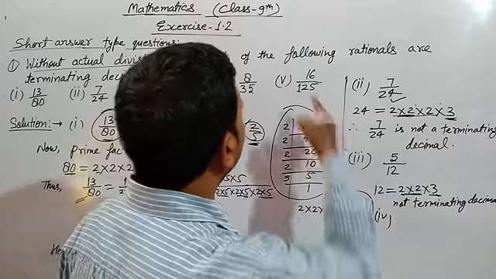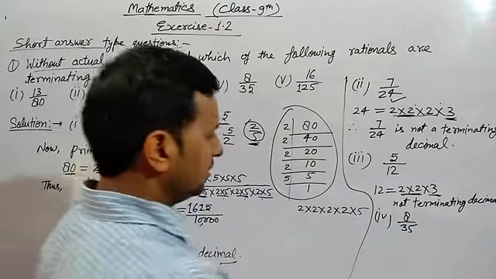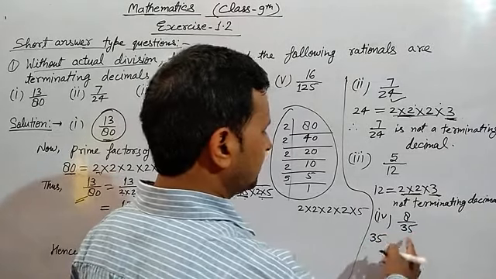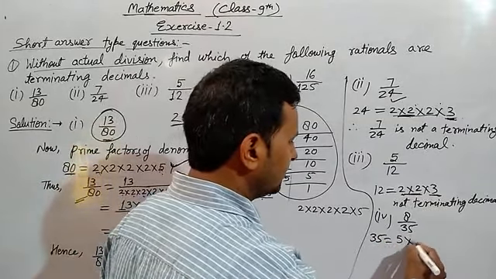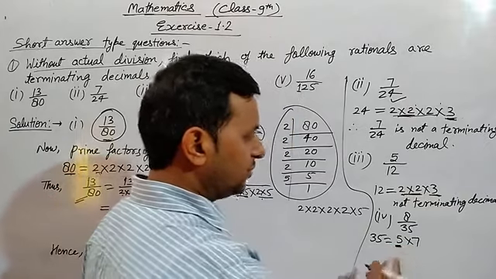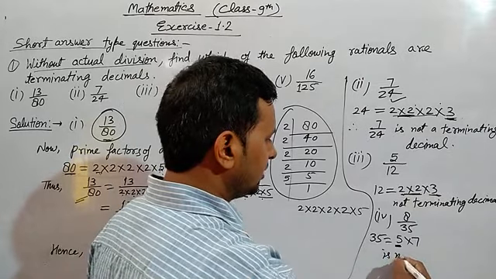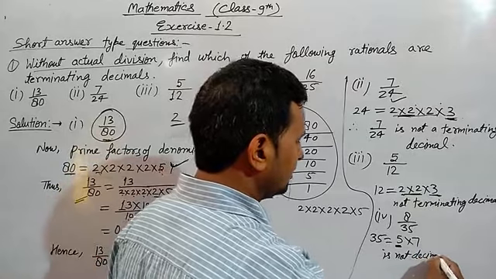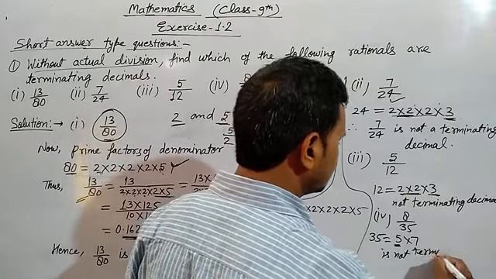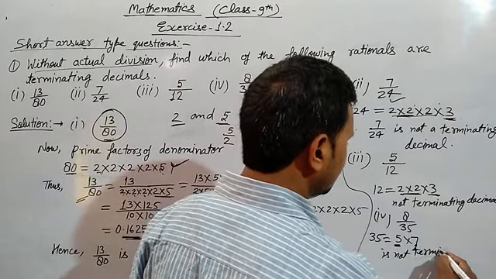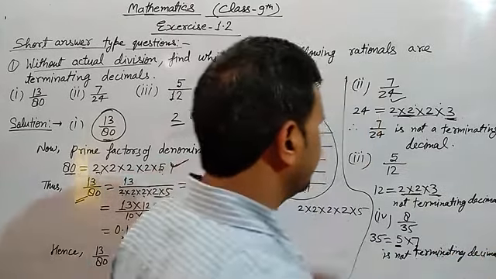Part 4, we can see here 8 upon 35. We can again select the denominator and factorize it. 35 means 5 sevens are 35. Here 5 is there, but 7 is also with it. So it is not a terminating decimal. Okay, in this way.